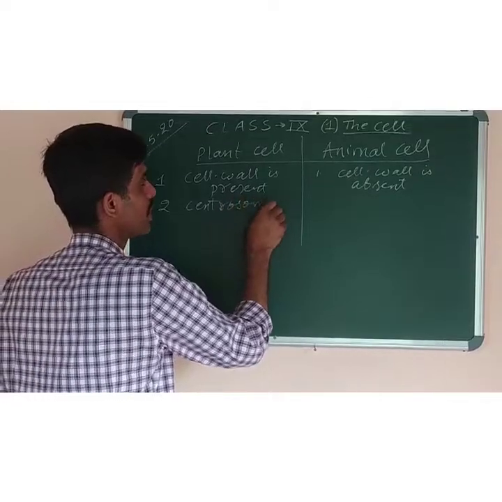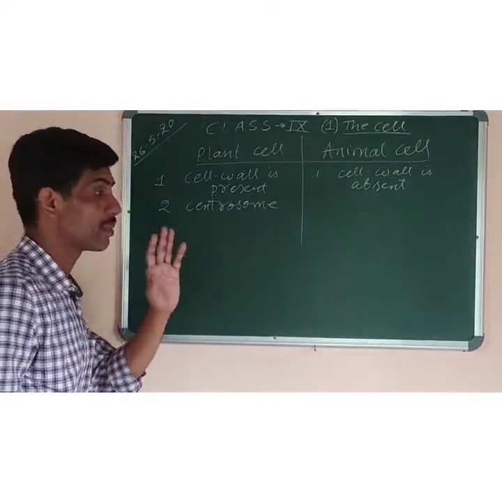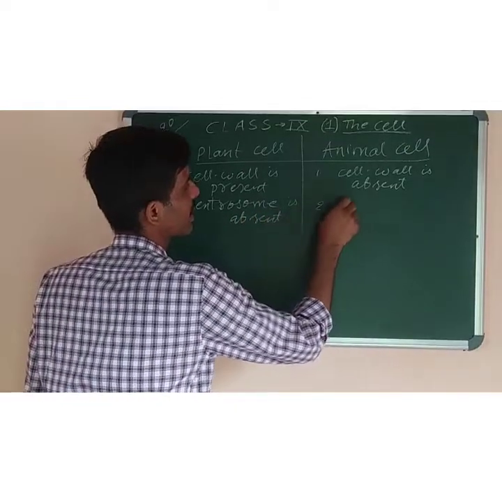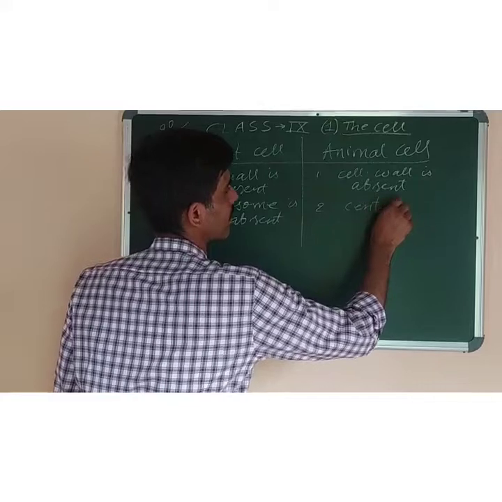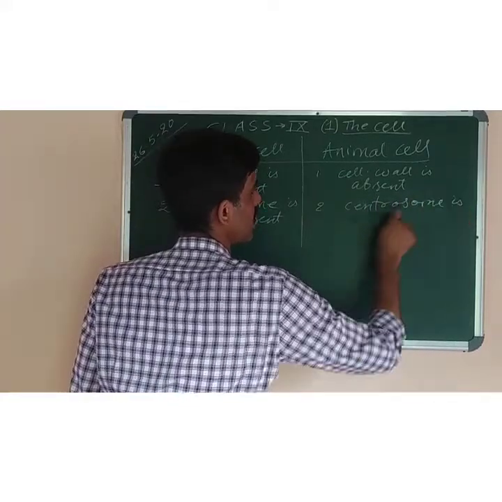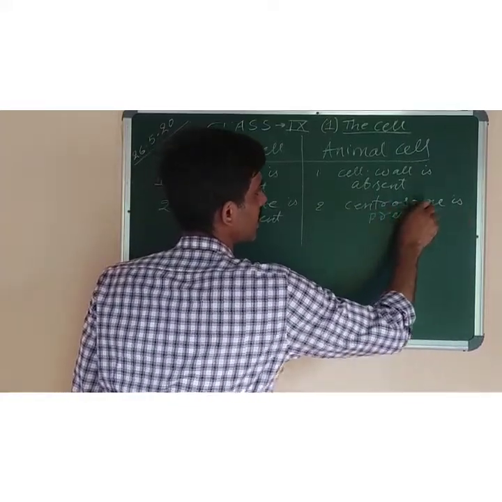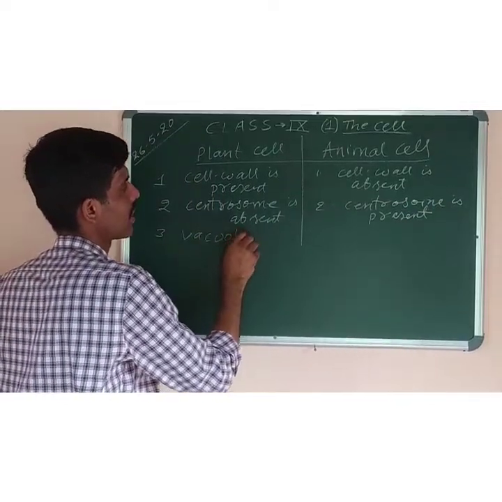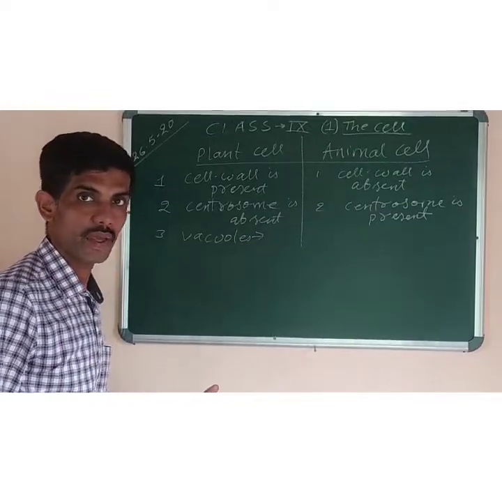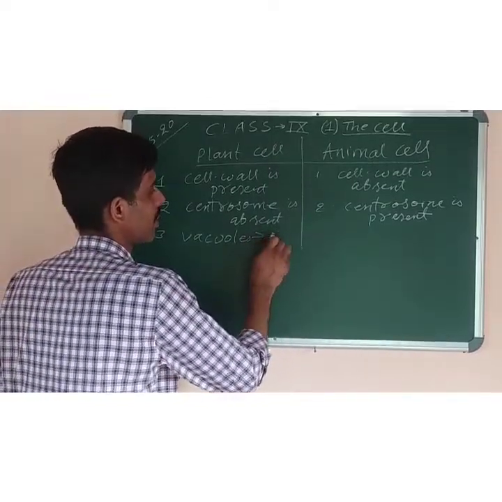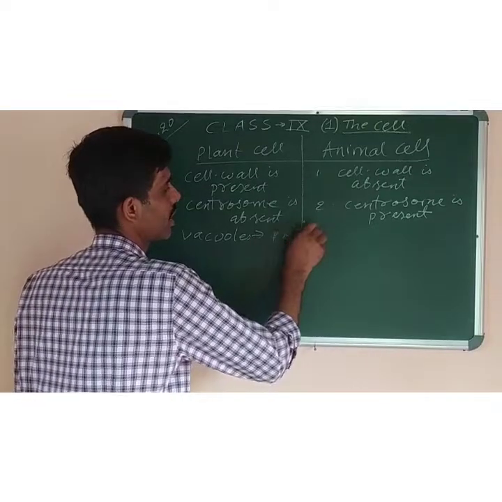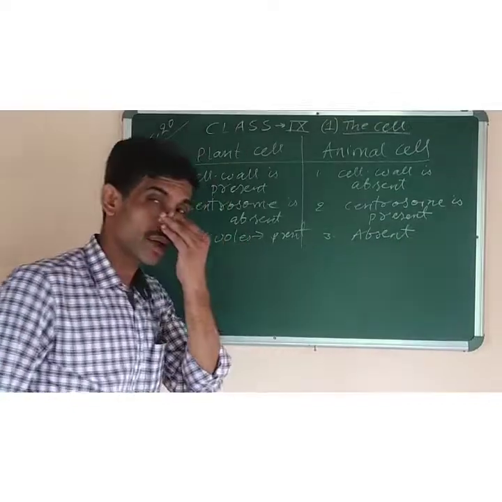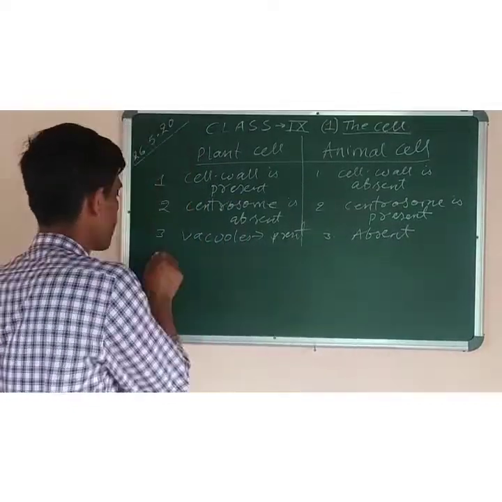Centrosome is the cell organelle which is found only in animal cell. So centrosome is absent in plant cell, we can write, and here we can write centrosome is present. It is found only in animal cells. Now third we have to do the vacuoles. Big and prominent vacuoles are present in plant cells, so you can write here simply present. And here you can write absent. Vacuoles are absent in animal cells, and if present also they are small or negligible, very small or negligible.